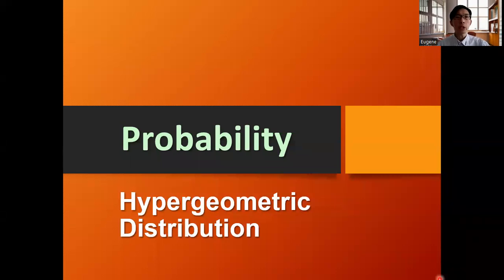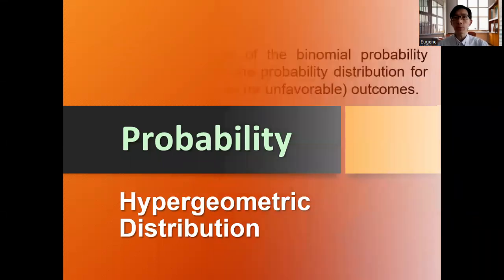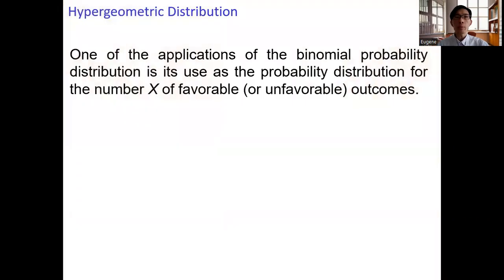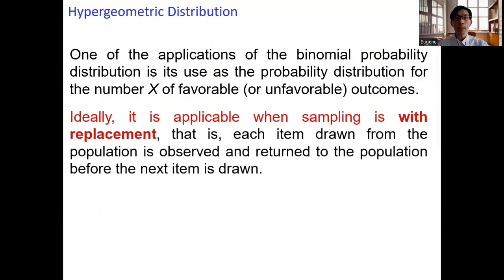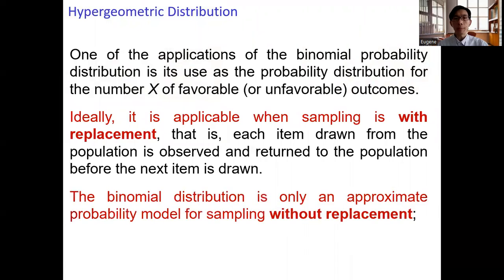Hello everyone. In this video, we will talk about the hypergeometric distribution. Recall the binomial probability distribution. We use this distribution to model the number x of favorable or unfavorable outcomes. Ideally, for the binomial distribution, it is applicable when sampling is with replacement. That is, each item drawn from the population is observed and then returned to the population before the next item is drawn. The binomial distribution is only an approximate probability model for sampling without replacement.